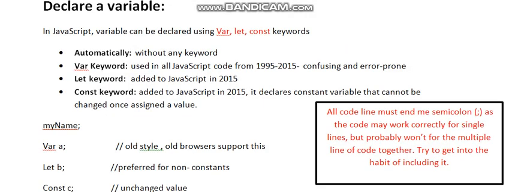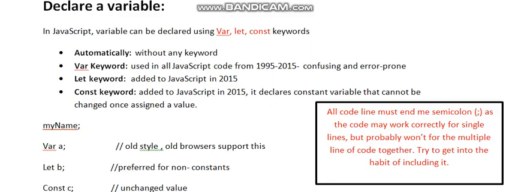Variables can be declared using some keywords. In four ways we can declare a variable. First one is without any keyword. Second one is the var keyword. Third is the let keyword, and the fourth one is the constant keyword. As you can see on your screens, the first example is my name. This is the declaration of a variable automatically using no keyword. Second one is var a. This means variable a, which is the old style declaration.